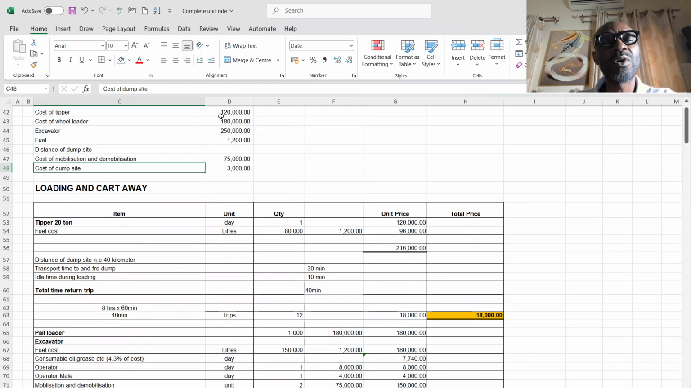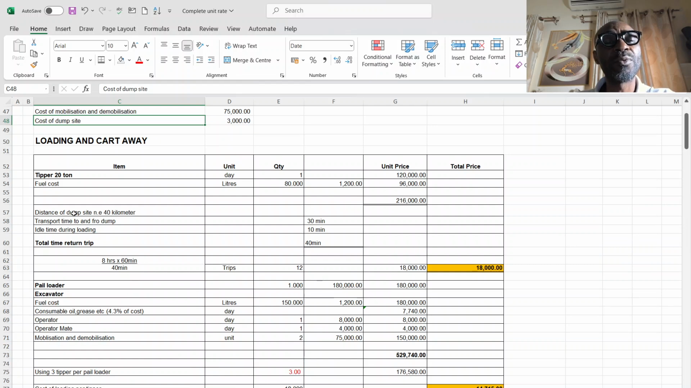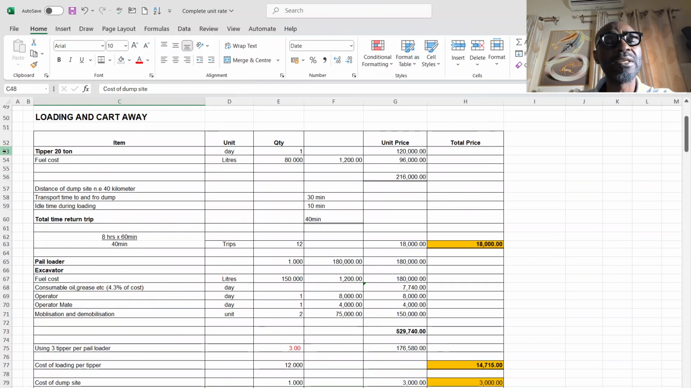So having gotten all of those rates, we can now proceed to building up our rates. As you can see, my first item is the cost of the truck, and the truck capacity is 20 ton, and the cost per day is 120, and the volume of fuel it consumes for one day is 80 liters at the rate of 1,200. So if you multiply 1,200 by 80, you get 96. So your cost of truck per day is 216, including fueling.